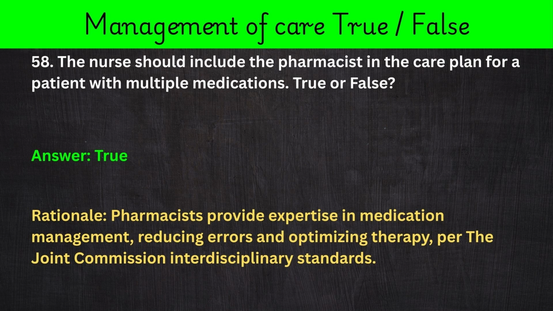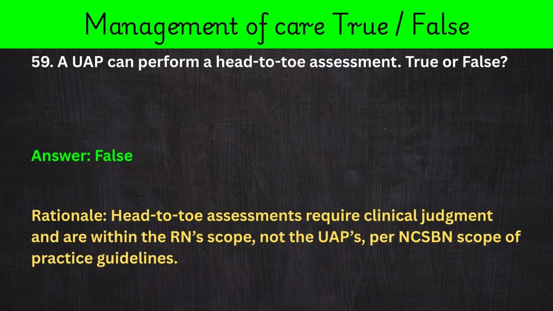58. The nurse should include the pharmacist in the care plan for a patient with multiple medications. True or false? Answer: true. Rationale: Pharmacists provide expertise in medication management, reducing errors and optimizing therapy, per the Joint Commission interdisciplinary standards. 59. A UAP can perform a head-to-toe assessment.